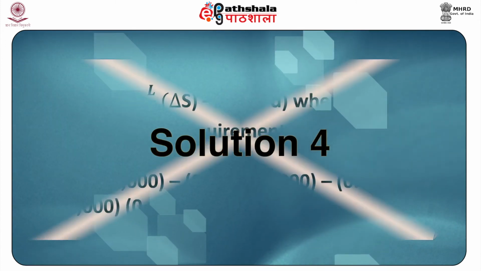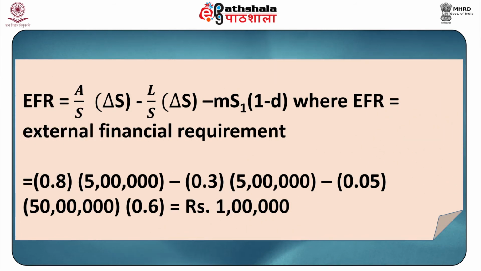Solution 4. EFR is equal to A/S into ΔS minus L/S into ΔS minus M into S1 into (1 minus D), where EFR is the external financial requirement. This is given as 0.8 into 5 lakh minus 0.3 into 5 lakh minus 0.05 into 50 lakh into 0.6, which is equal to 1 lakh.